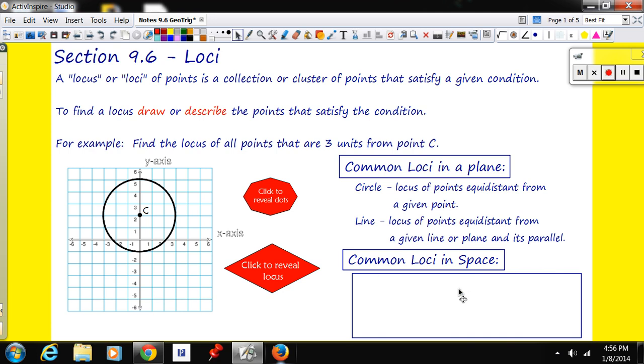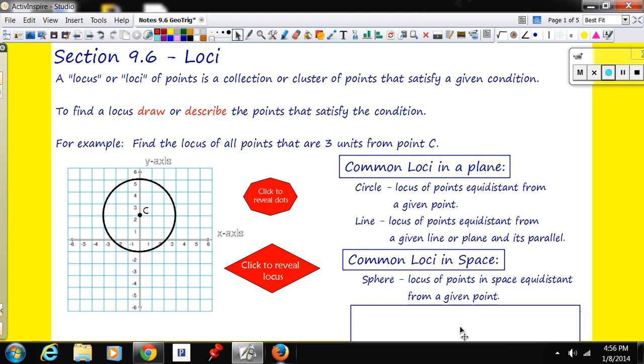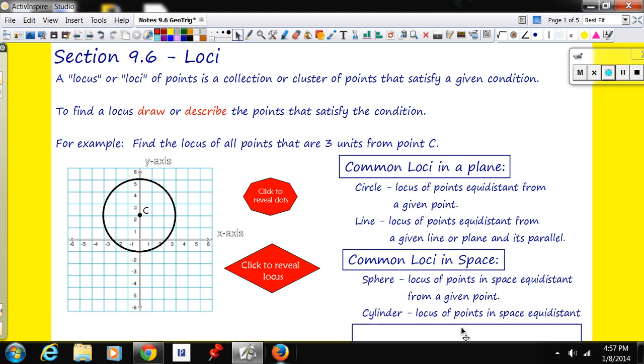Now, a common locus in space would be a sphere. Those would be loci of points in space, not just coplanar, not just on a plane, that are equidistant from a point. So that could be a sphere, like a ball. If you put a point in the center of a basketball, all the points that are so many units away from it would form a sphere. The basketball itself would be the locus. A cylinder would be the locus of points in space equidistant from a given line. And you can pause the video if you need to.